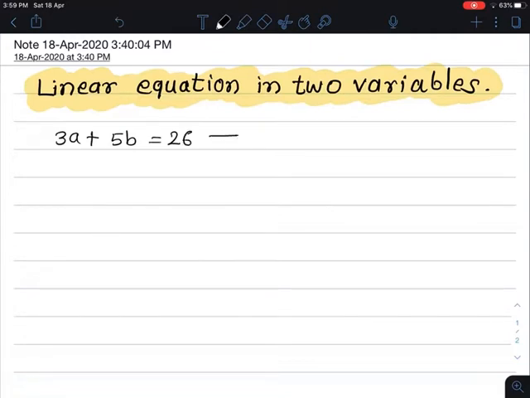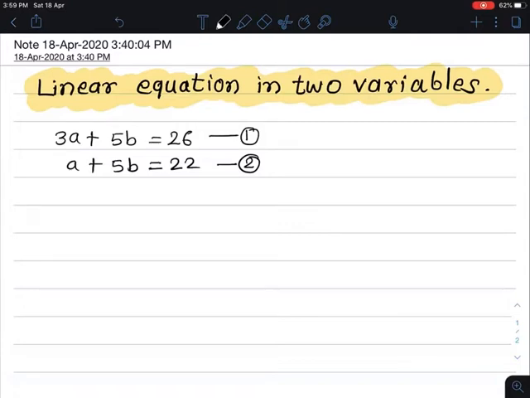So this we will write as equation 1, and the second equation is a plus 5b is equal to 22. We will write it as equation 2. These are the two equations. Now how to solve? We have to observe the coefficients first.